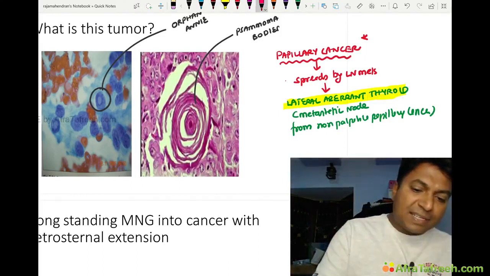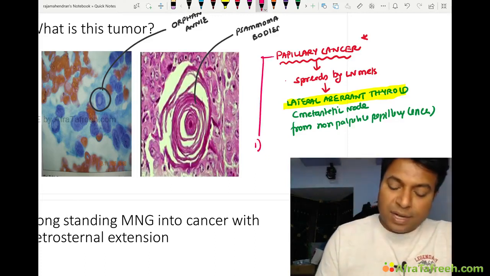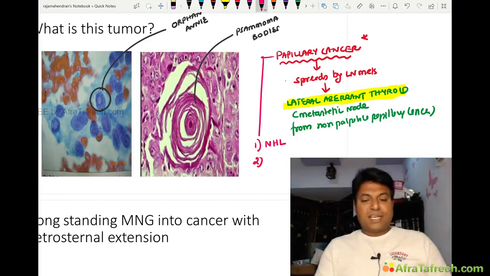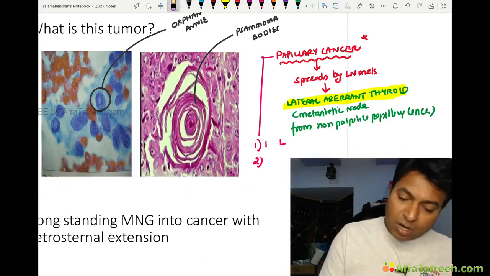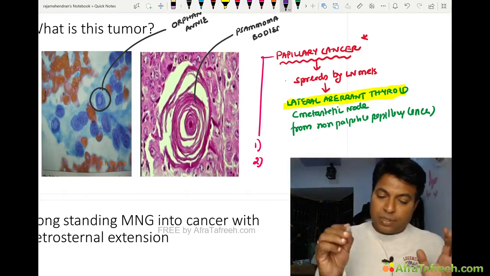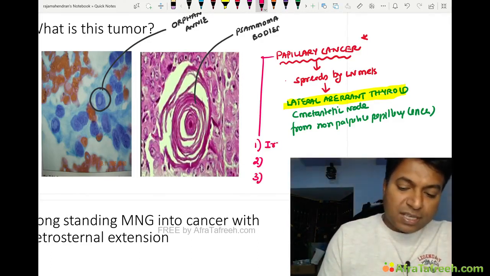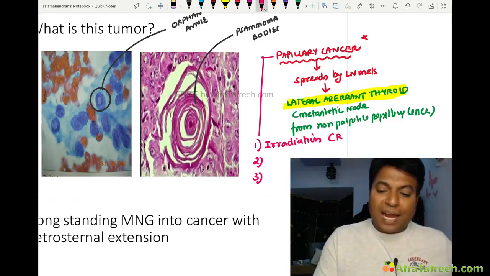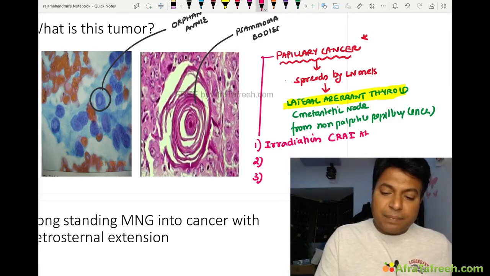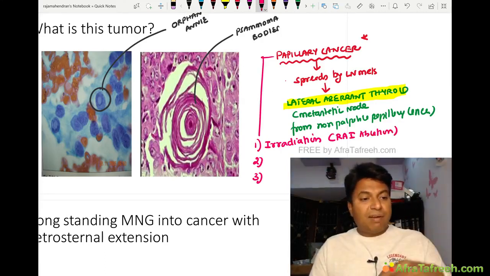So papillary cancer is caused by 3 factors. Yes, very good Azhar, that's correct. One is lymphoma, non-Hodgkin's lymphoma, not Hodgkin's. Actually we should not say it as non-Hodgkin's. We should tell the 3 causes of papillary cancer are: first important cause is irradiation. Even those who had radioactive iodine ablation can develop papillary cancer.